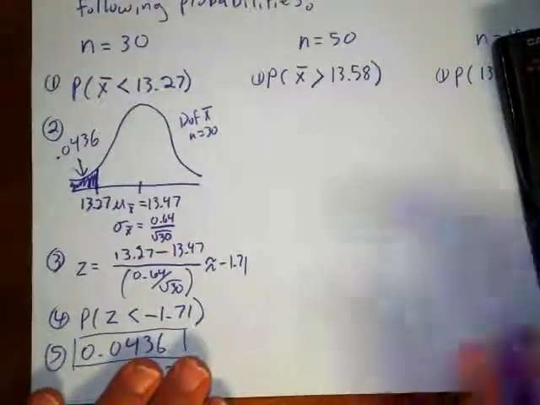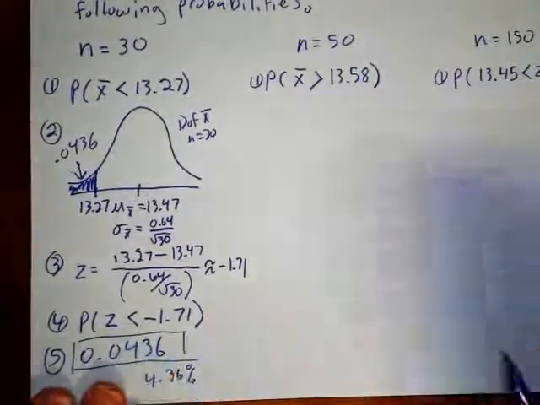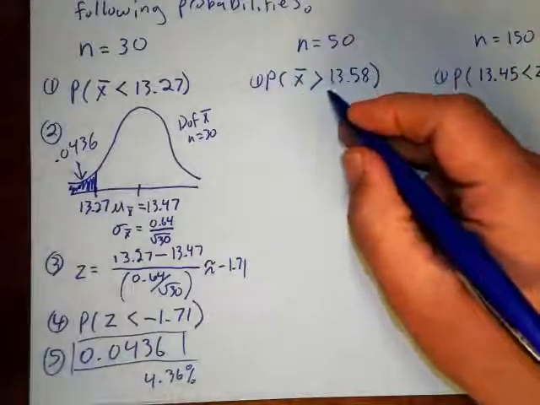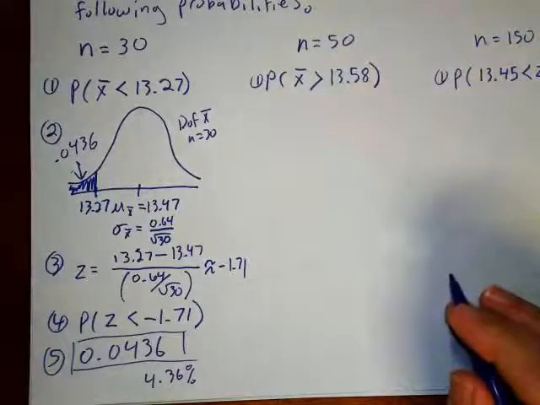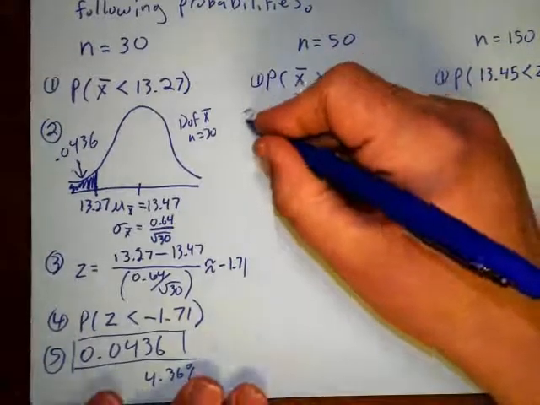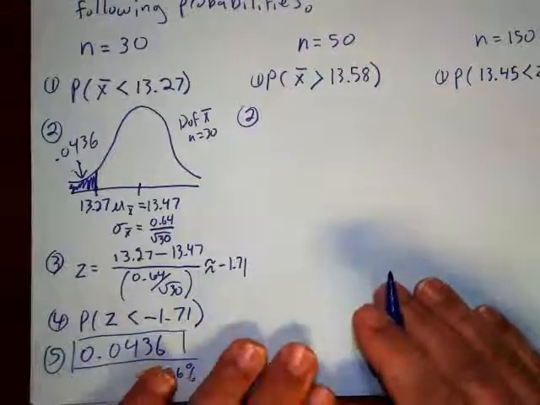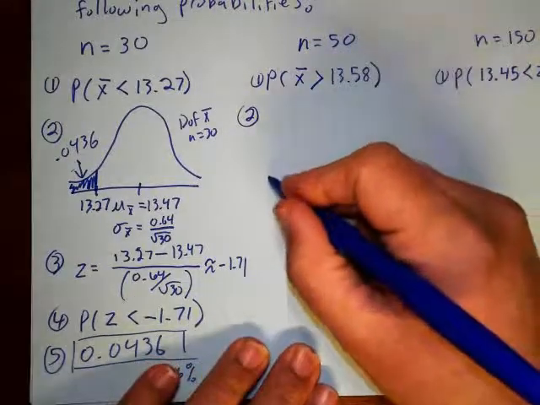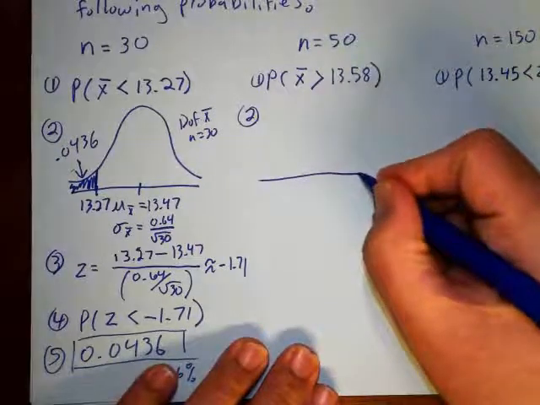Okay? So now let's try this one. This is a greater than probability. I want to find the probability that X bar is greater than 13.58. So now I'm going to draw my distribution. Notice my n has changed. It is now 50. So you've got to be paying attention to that.